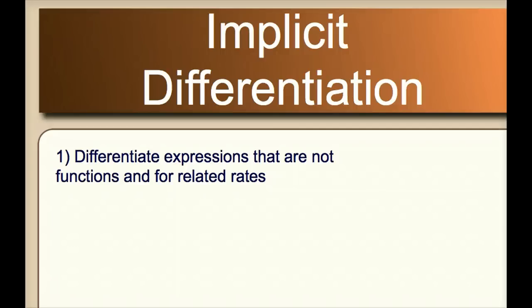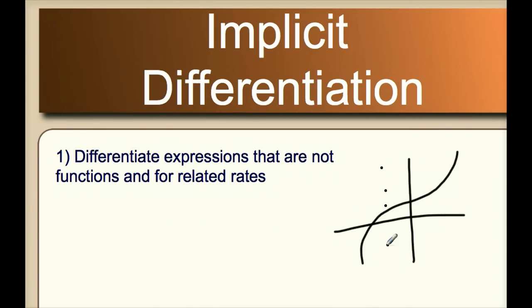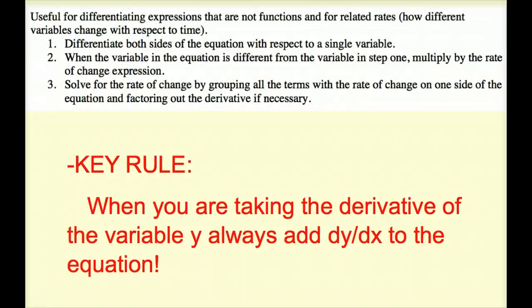Hello class, so we're going to take a look at implicit differentiation, and this is how we derive equations that are not functions. So when we've taken a look at a lot of our equations, you've noticed that many times they pass the vertical line test, where no matter how many times I hit the graph, it's only going to hit once. We're going to start to take a look at different curves.